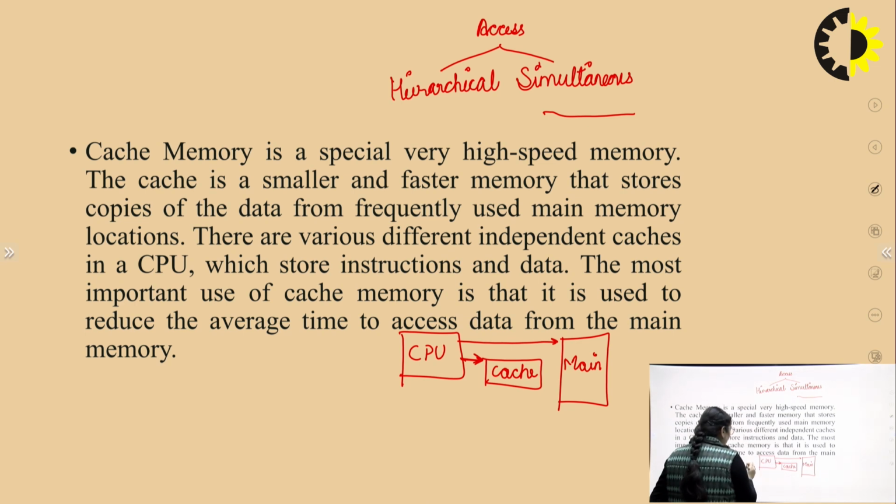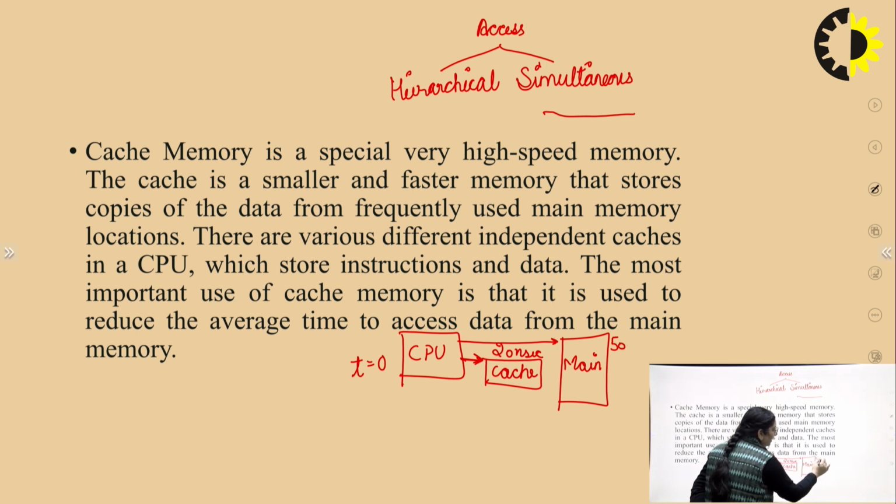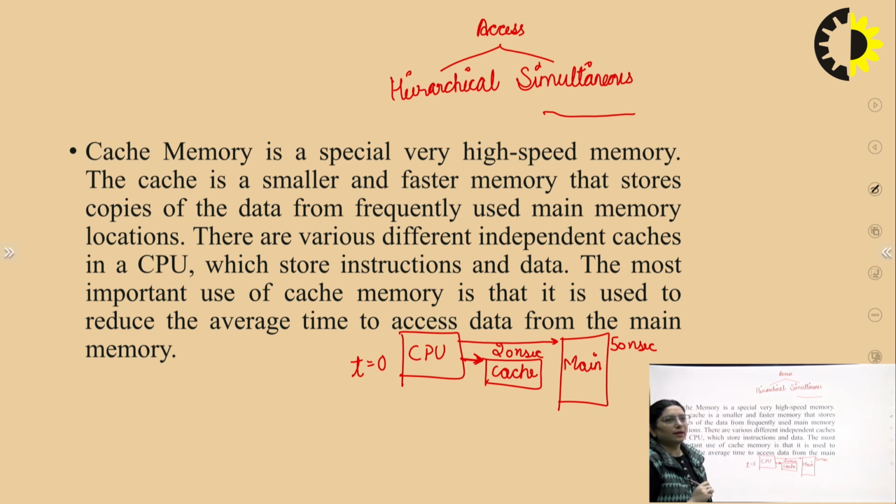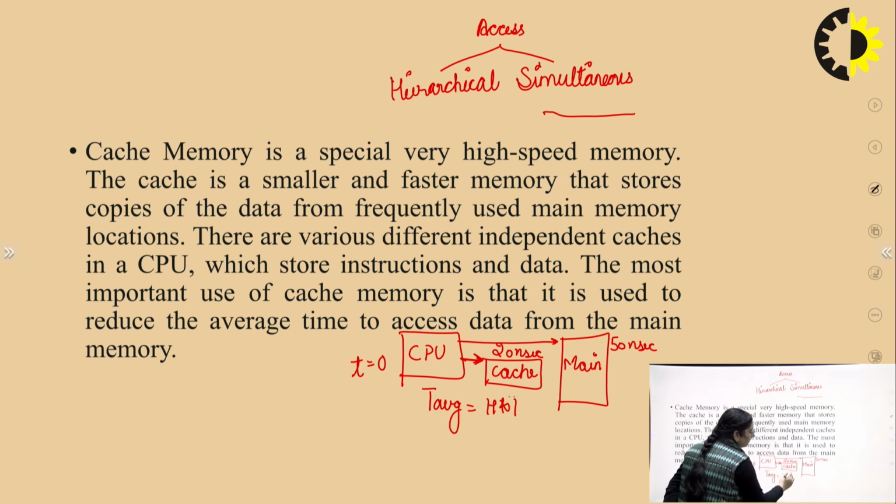For example, let the time begin at t equals 0. The cache memory access time is 20 nanoseconds and the main memory access time is, let's say, 50 nanoseconds. So at t equals 0, it started to search in the cache. Also, at the same time, it started to search in the main memory. If there is a hit, then the average access time will be the cache memory access time only. Fine. If we found the data in cache, there is no need to further find it in the main memory.